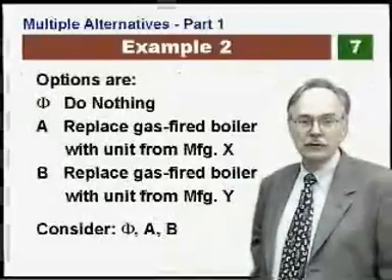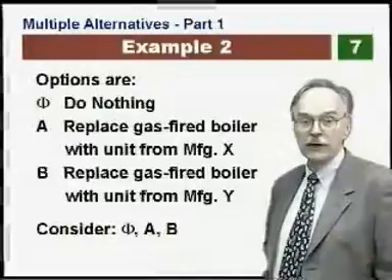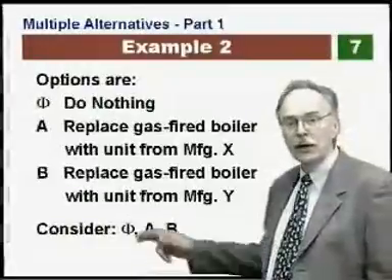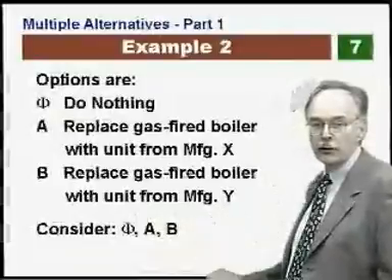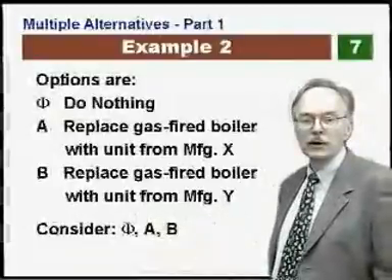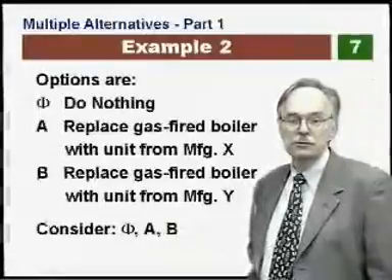So the options then are do nothing, replace the gas-fired boiler with one from manufacturer X, that's alternative A, or alternative B, replace the old unit with a new one from manufacturer Y. And the combination alternative, A plus B, in this example, doesn't exist.